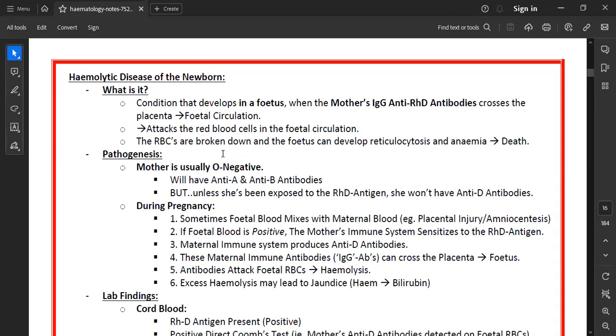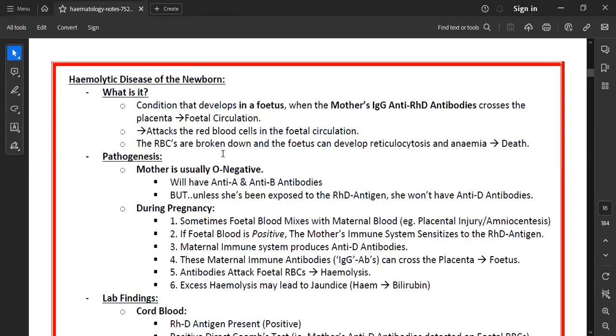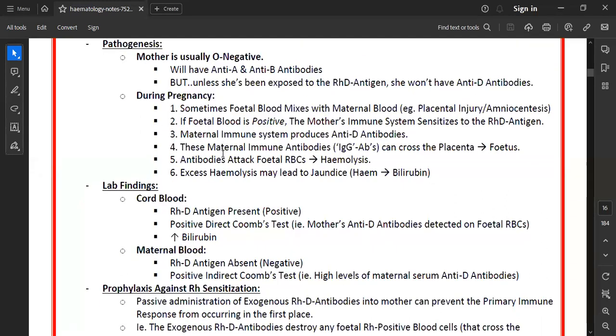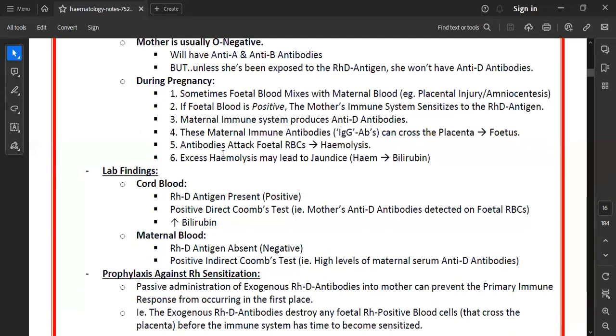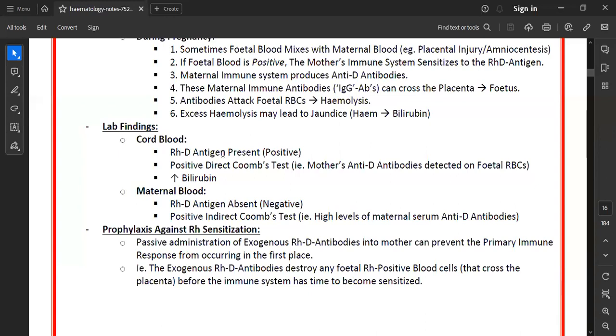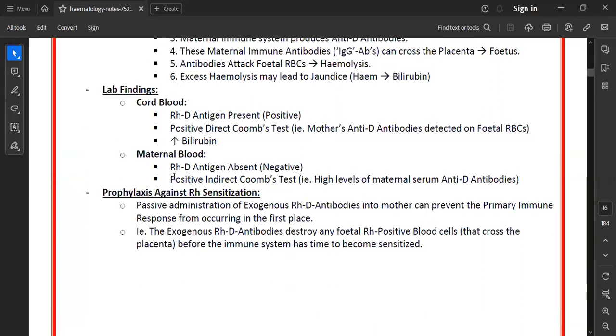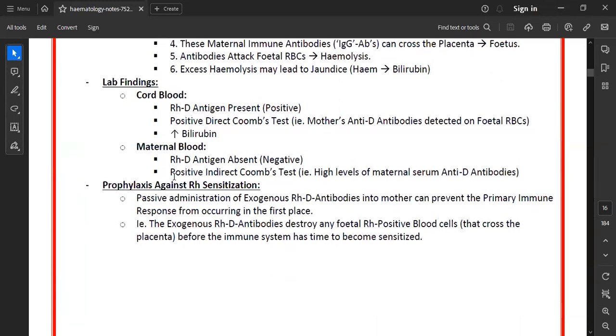This one we've explained. This one is just the findings that you find, because of the destruction of the red blood cells.